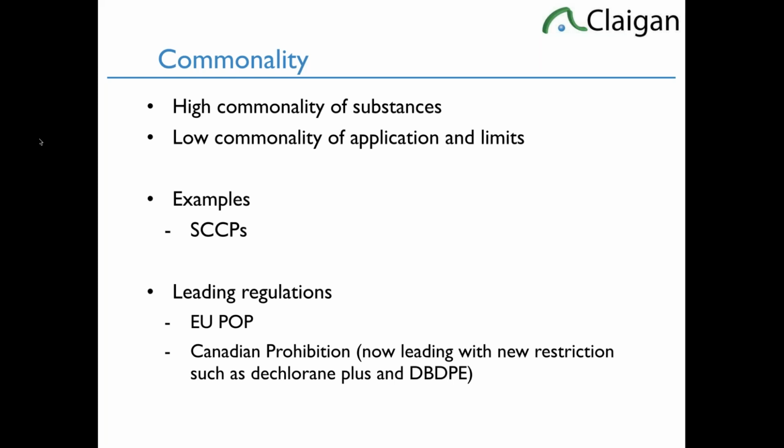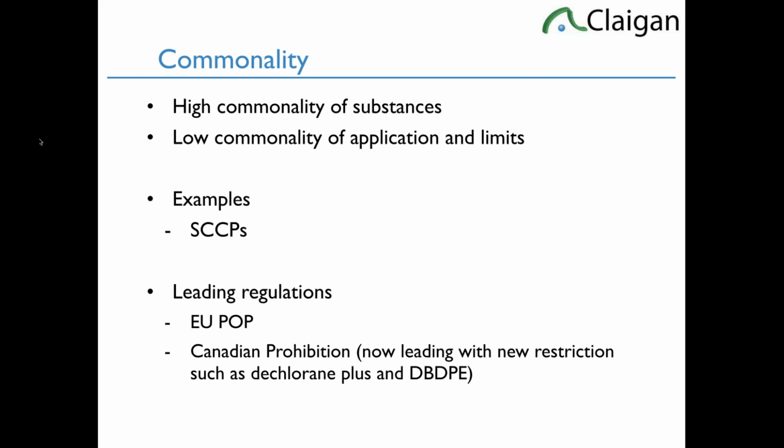So because it comes from a UN convention, there's a high commonality in substances. There's low commonality of application limits. They have different limits, but which substances are being regulated is very common. So short chain chlorinated paraffins, dechlorane plus. Now the difference is in the EU, for this point in time, dechlorane plus is a REACH SVHC, not a POP restriction. In Canada, it's on path with DBDPE to be banned sometime in 2023. The ban will probably come out in 2021.